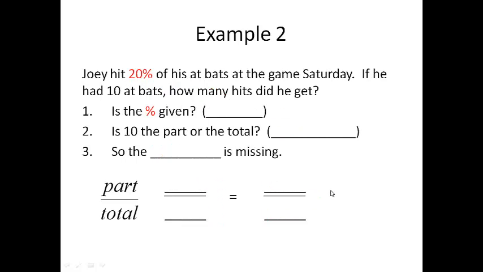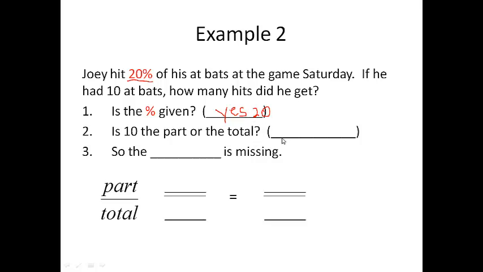Example 2. Joey hit 20% of his at-bats at the game Saturday. If he had 10 at-bats, how many hits did he get? Now remember, I said the percent is the easiest thing to find, so you always want to look for that first. And since there is a number with a percent after it, yes, the percent is given. It's 20%.